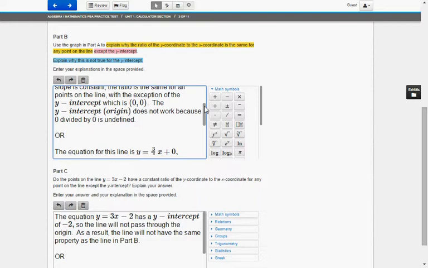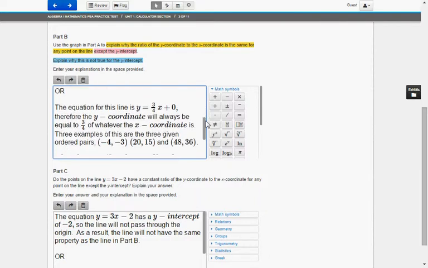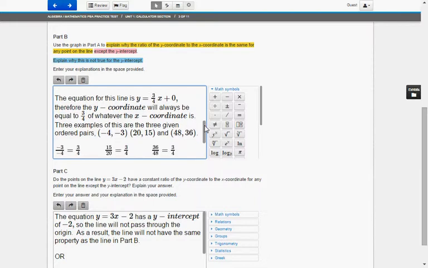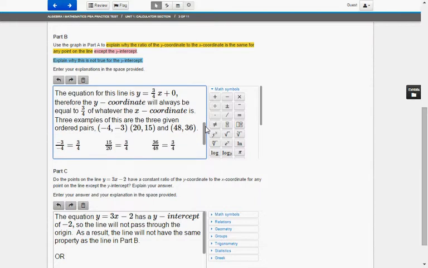Another explanation that I think they would probably have to agree with would be this. I wrote this instead. I said the equation for this line is y equals 3/4 x plus 0. Therefore, the y-coordinate will always equal 3/4 of whatever the x-coordinate is.